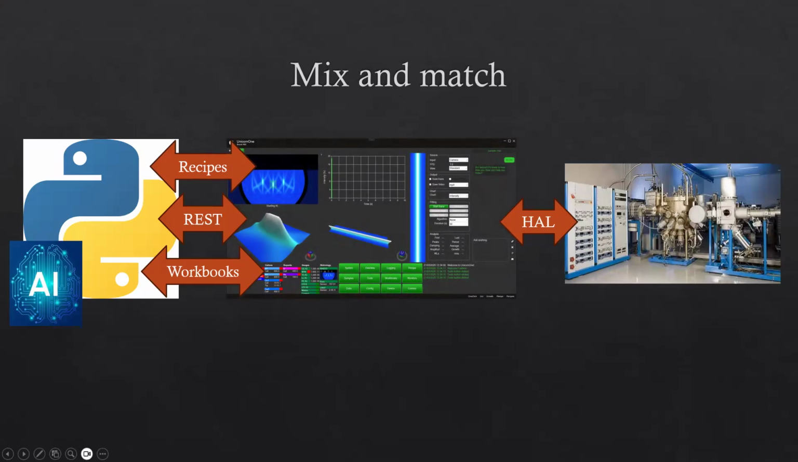These three integration methods, IronPython, REST, and Workbooks, can also be mixed and matched depending on the application. For example, an IronPython recipe could launch and interact with a workbook, or a recipe could be created and executed remotely through the REST API, with the orchestration layer running completely outside UnicornOne.